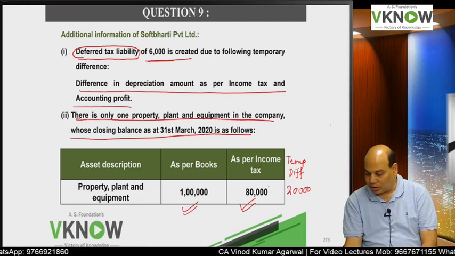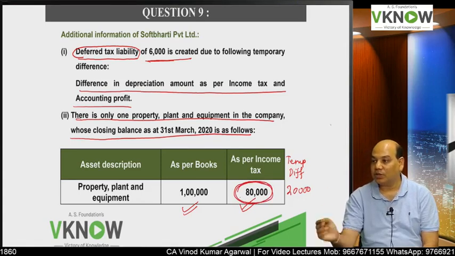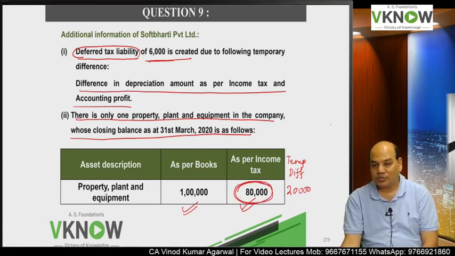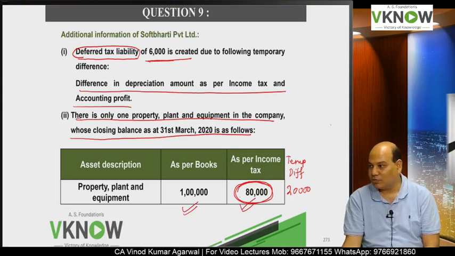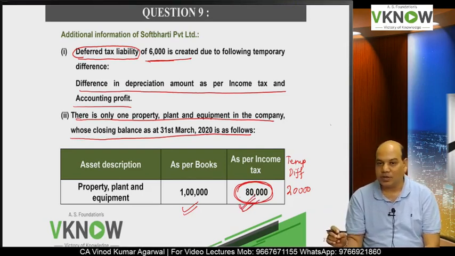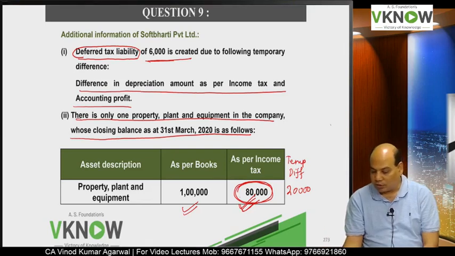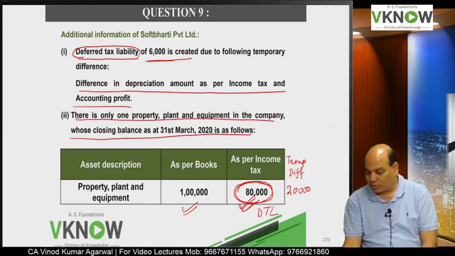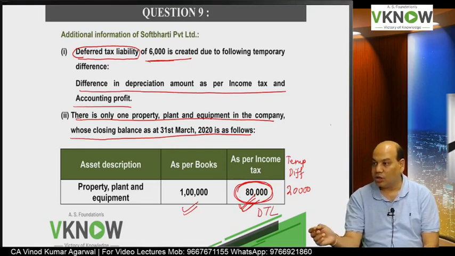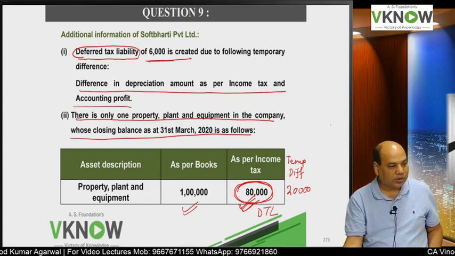Because, if you see carefully, if the block of asset is lower under income tax law, it means you have claimed more depreciation. So more depreciation claimed now means less depreciation will be claimed in future. In future you will get a deduction of only 80,000 rupees. So it will give rise to deferred tax liability, which will be 20,000 into tax rate.